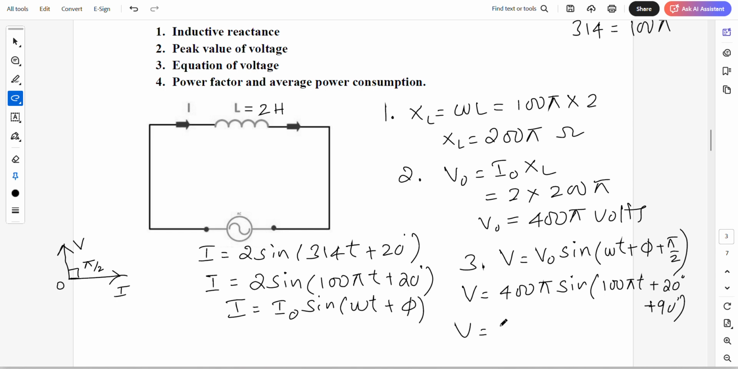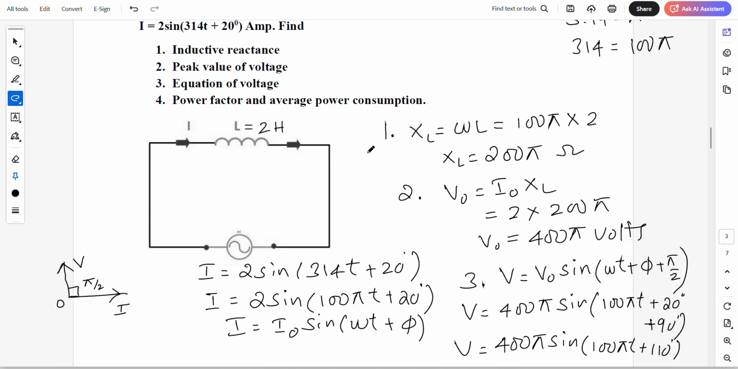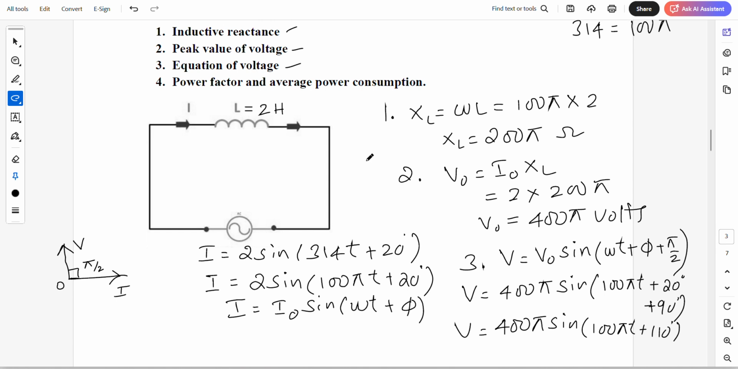V is equal to, simplify it, 400 pi sine of 100 pi t plus 90 plus 20, which is 110 degree. This is the voltage across the inductor. Third one, we have found out inductive reactance: 200 pi ohm. Peak value of voltage is 400 pi volts. Equation of voltage, just now we got 400 pi sine of 100 pi t plus 110 degree.